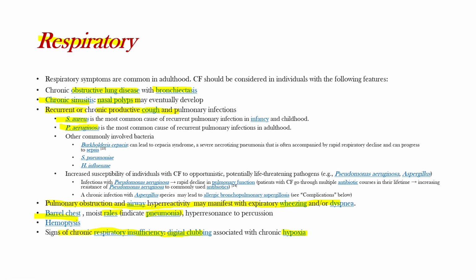For the respiratory problems, we will also have obstructive lung disease with bronchiectasis, chronic sinusitis, and nasal polyps will eventually develop. We will have some infections in the respiratory system that are recurrent. We will also have a barrel shape, and we will hear moist rales that indicate pneumonia. And because of the chronic respiratory insufficiency, we'll see digital clubbing.